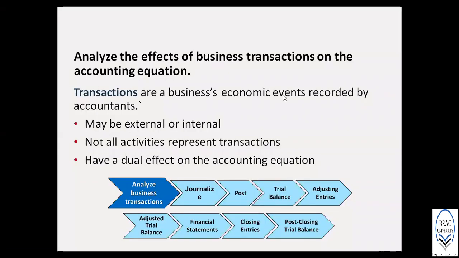We will analyze the effects of business transactions on the accounting equation. We all know a transaction is an event that must be measurable in terms of money and that essentially impacts the financial position. Transactions are business economic events recorded by accountants. Transactions can be external or internal. As we all know, not all activities represent transactions. Transactions have a dual effect on the accounting equation.